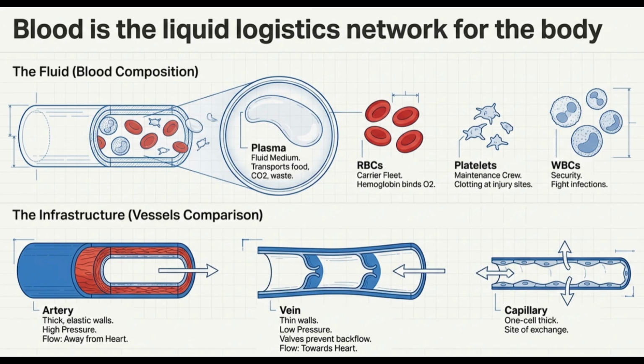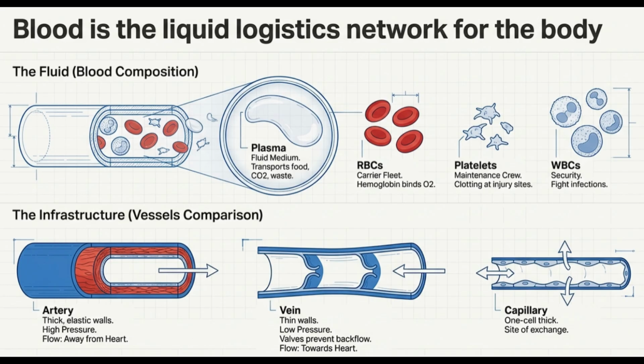Now, let's talk about blood, which is like the delivery system of your body. It carries oxygen, nutrients, and waste products all around your body. Your blood is made up of plasma, red blood cells, white blood cells, and platelets. Plasma carries nutrients, carbon dioxide, and waste.